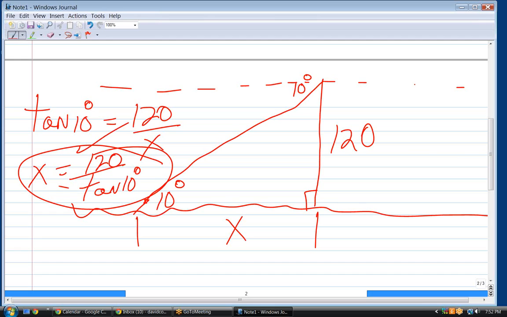That's going to be a pretty far distance, incidentally. In other words, x is going to be significantly greater than 120. If this were a 45-degree angle, x would be 120. The fact that it's much, much smaller means this distance has to be much, much larger. So that's probably going to come out to be 400 or 500 feet. 120 divided by the tan of 10 degrees.